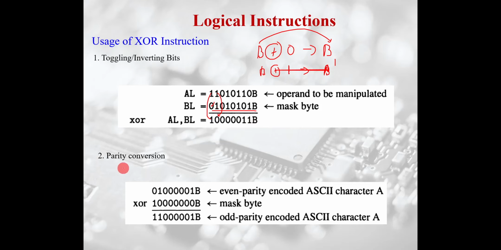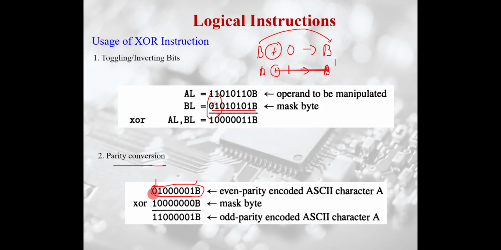Now another application of this is parity conversion. Suppose it is a number starting with 0, and this is an even parity, okay, so 1 1, right? I want to convert it into odd parity by just changing the parity bit. Suppose the most significant bit is the parity bit. A parity bit can be placed elsewhere also, but generally the parity bit is placed here as the most significant bit.